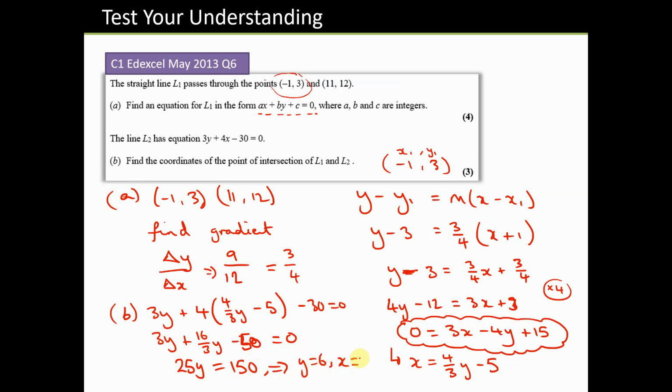I just need to find a corresponding x value. So going over to here where I've got my nice simplified form, well, it's 4 over 3y. 4 over 3 times 6 would be 8, and then take away 5 would be 3. So my coordinate for this would be 3, 6.